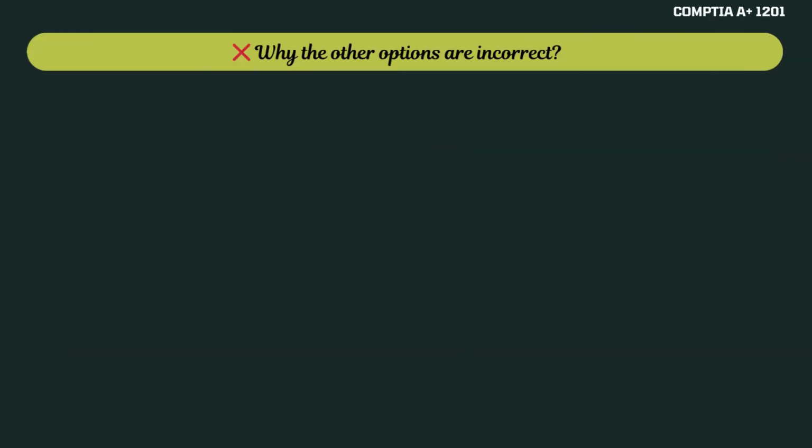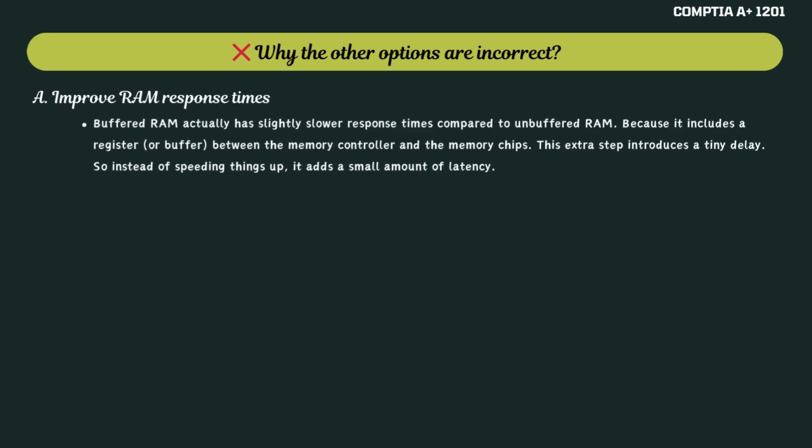Why the other options are incorrect? A. Improve RAM response times. Buffered RAM actually has slightly slower response times compared to unbuffered RAM, because it includes a register or buffer between the memory controller and the memory chips. This extra step introduces a tiny delay, so instead of speeding things up, it adds a small amount of latency.